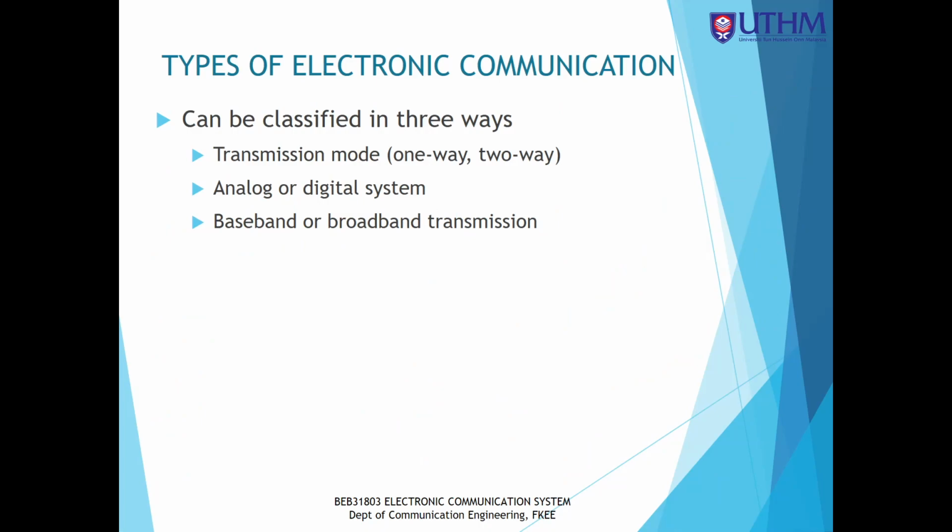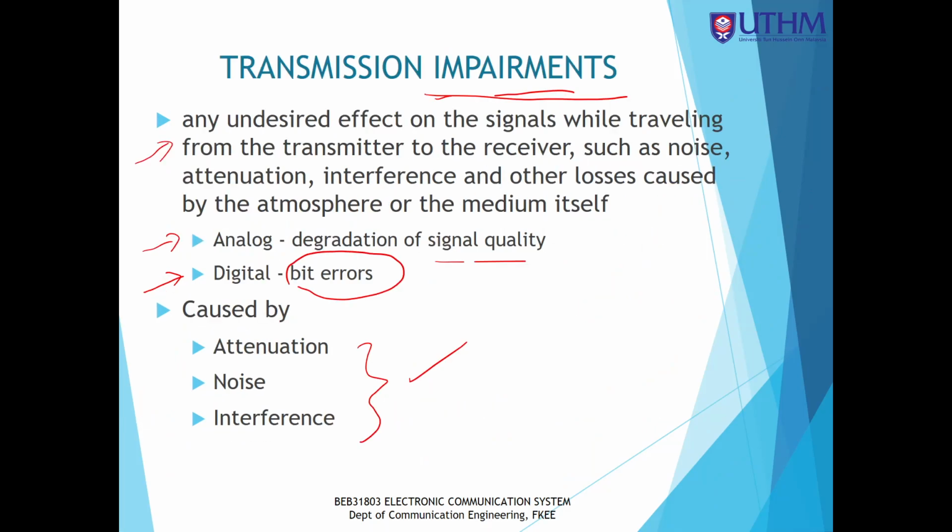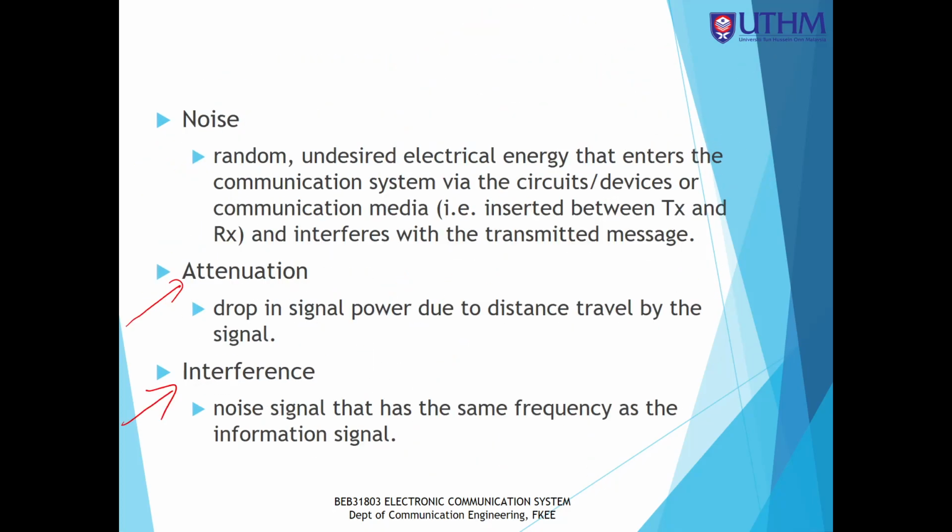Okay, seterusnya, types of electronic communications. I just want to explain that in the previous semesters, students were confused about the term impairment. I think this is because of the English that students don't understand. What is impairment? Impairment is something that affects the quality of the transmitted signal. In the previous semesters, when we asked about impairments, students provided different answers, which were wrong. So you need to know about the impairments.